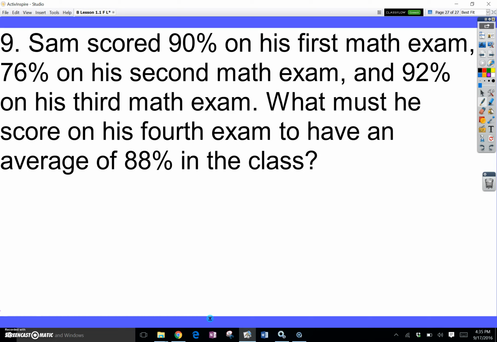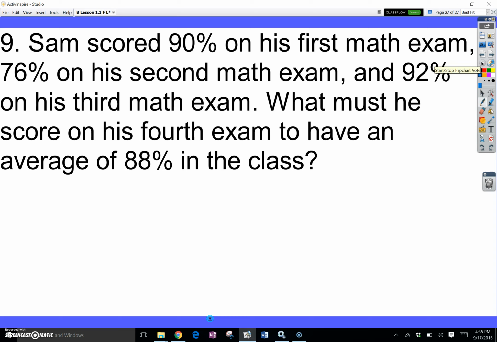Alright guys, before we start number 9, this problem has to deal with averages, more specifically the mean. Just as a reminder, the mean of numbers is when we add up the total amount of numbers and we divide by how many outcomes there were.